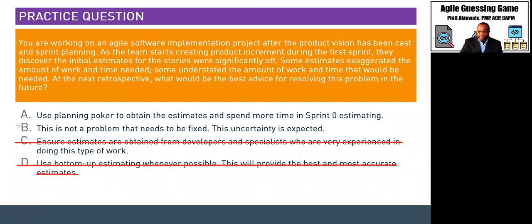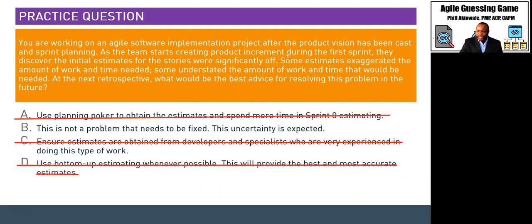So we're faced with two. Saying that you should use planning poker specifically, of course, is bogus. And it leaves us with B. This is not a problem that needs to be fixed. This uncertainty is expected. And moreover, it tells you it is during the first sprint.